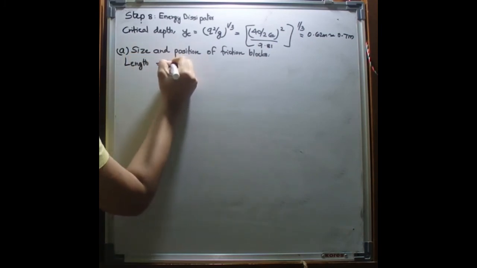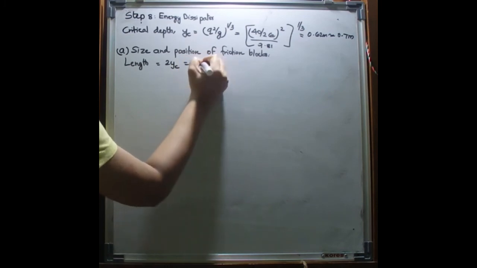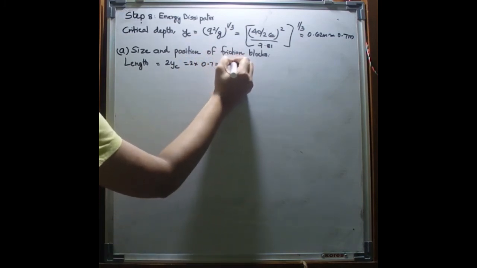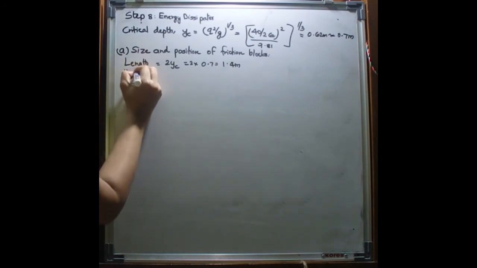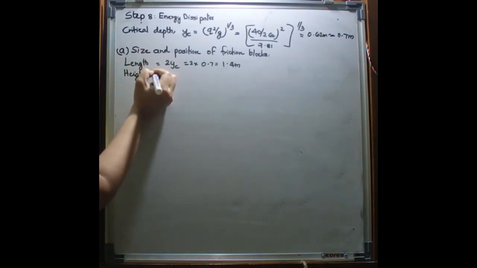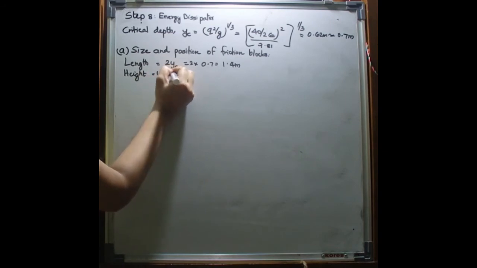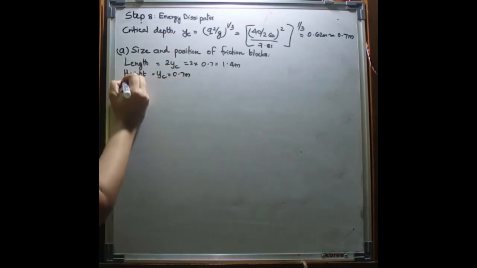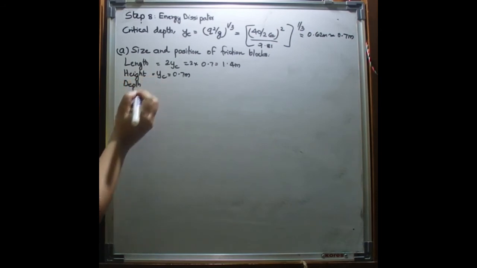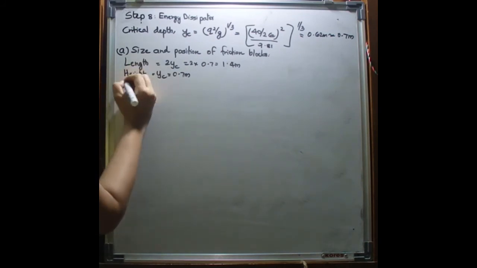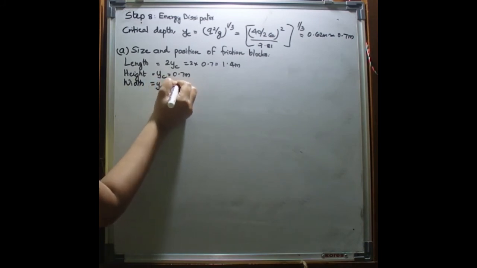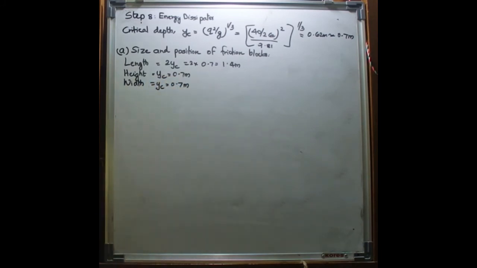Length will be 2 times yc, that is 2 into 0.7, 1.4 meter. Height will be yc, that is 0.7 meter, and width equal to again yc, that is 0.7 meter.